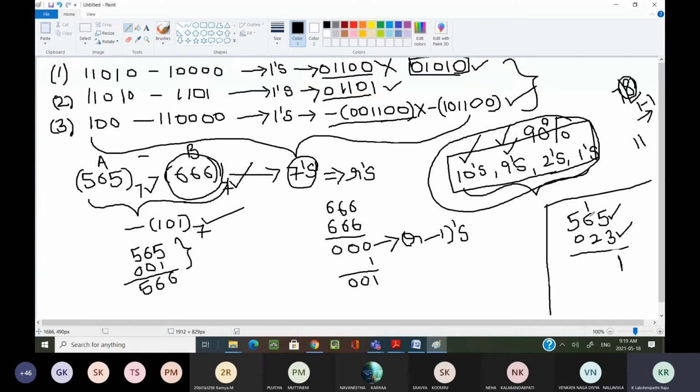Now tell me, what is the sum here? 6 plus 1 is 7, 7 plus 2 is 9. Do we have any 9 in our base 7 number system? No, sir. We don't have any 9 in our base 7 system. Now that 9 will become 12. I am writing 2 here, and I am forwarding that carry to the next bit.